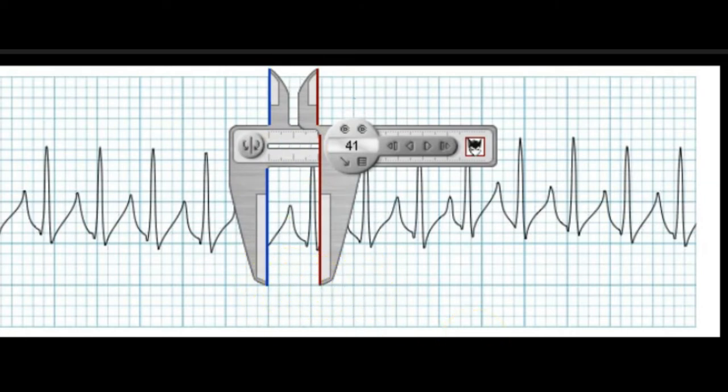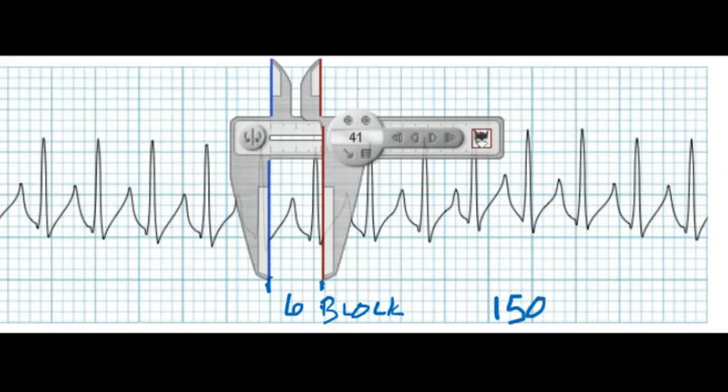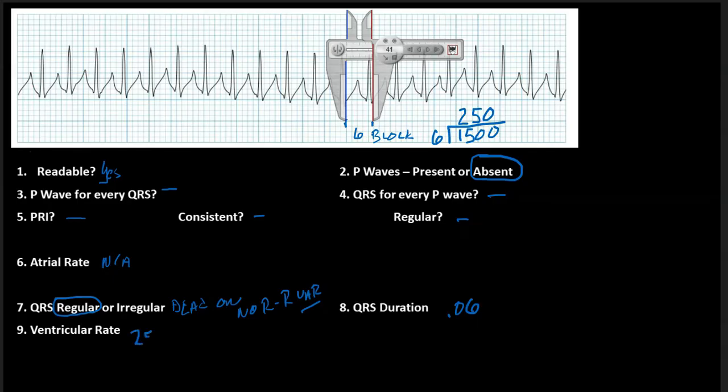So let's take a look at this again. Here's a QRS, and here is where the next QRS is. This is 6 blocks. If I really wanted to know, I'm going to divide this out: we put 1500 inside of the box, divide by 6, and that comes out to 250. My ventricular rate here is at 250.